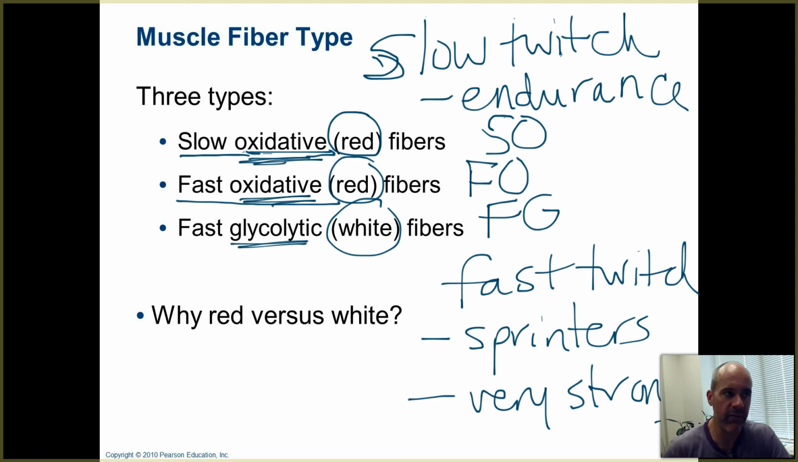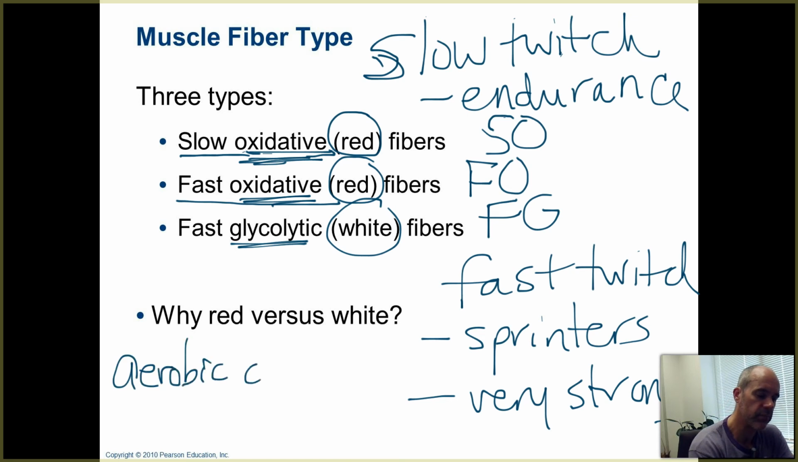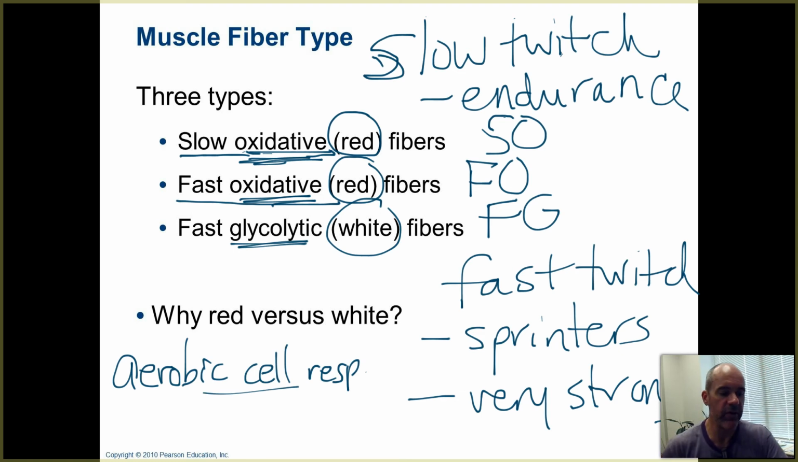All right, so oxidative is referring to aerobic cellular respiration. That's what oxidative is referring to. So the fibers that are classified as slow oxidative or fast oxidative tend to produce their ATP that you need for muscle contraction through aerobic cellular respiration. That's how they're making their ATP.